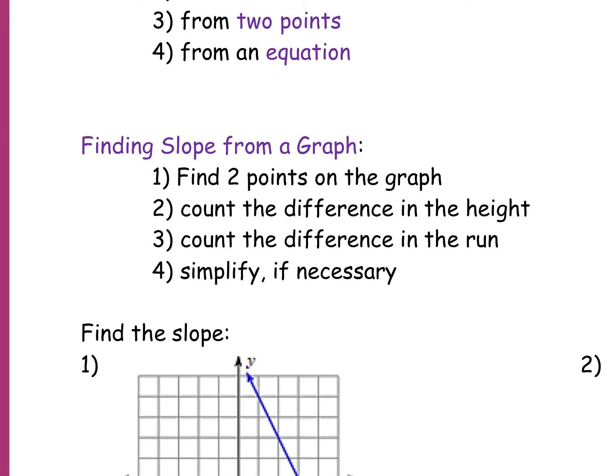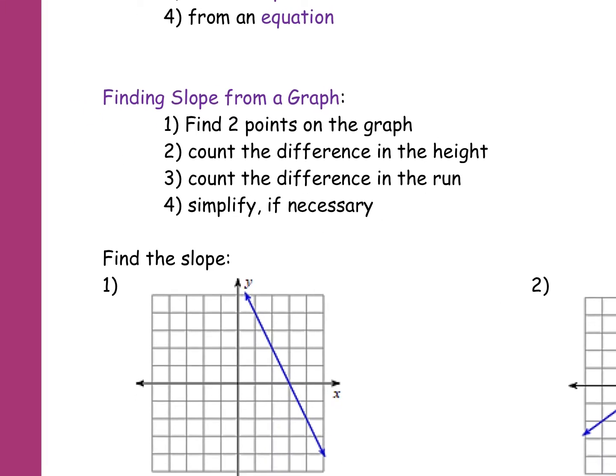1, find 2 points on the graph. Okay? 2, count the squares. Okay? Count the difference in the height. 3, count the difference in the run. And then simplify if I have to. Okay? So that's how I'm going to find the slope from a graph.